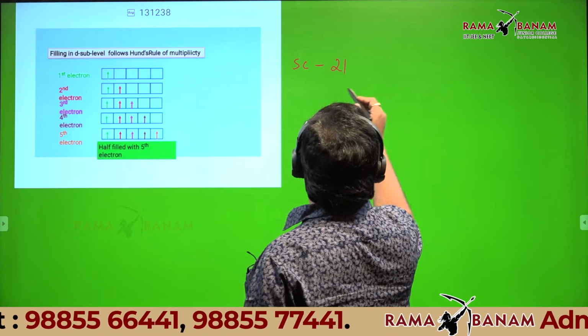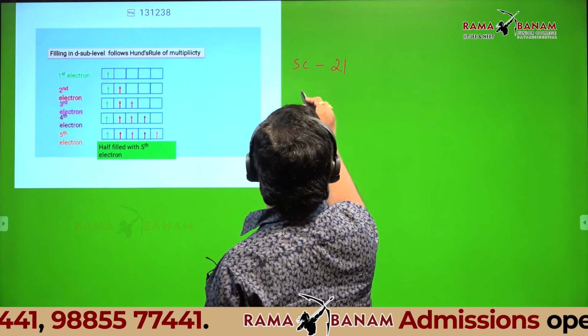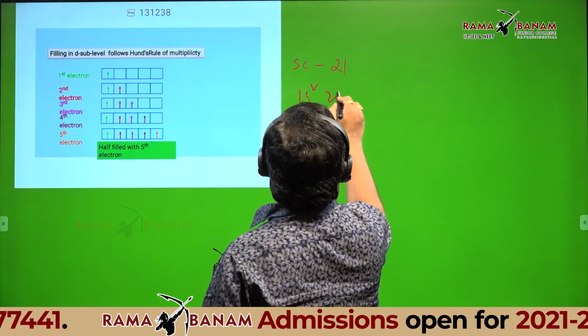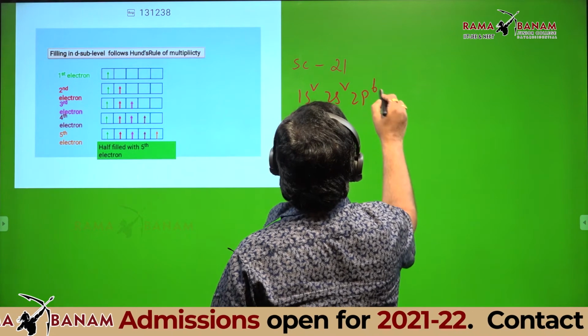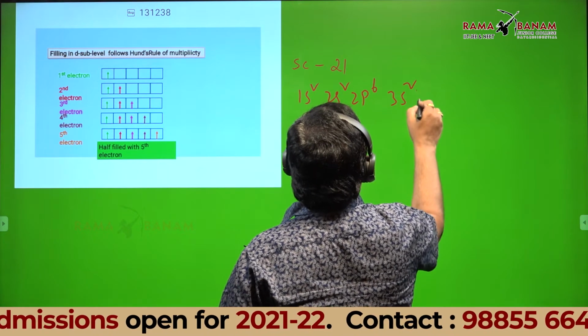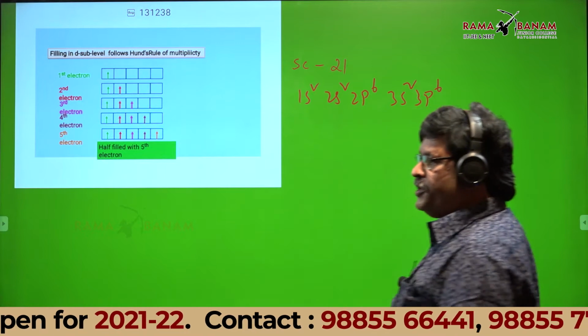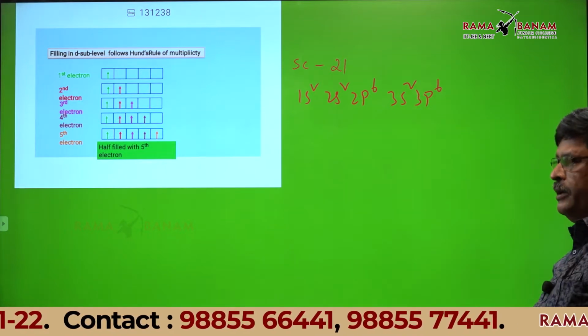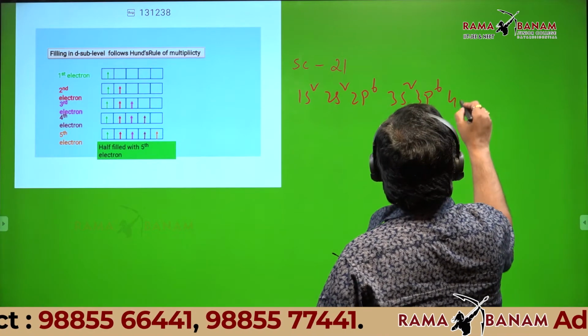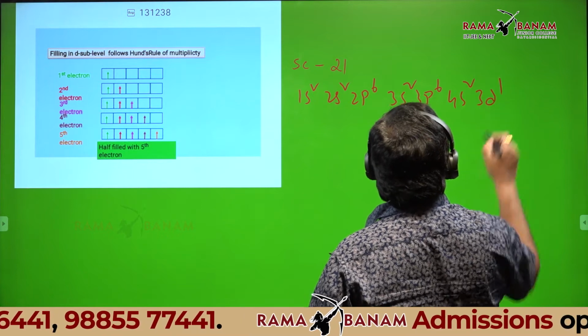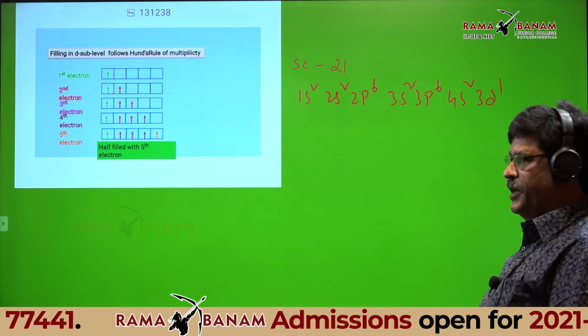First I'll write that configuration on the board. You check: 1s2, 2s2 2p6, 3s2 3p6, 4s2 3d1. Is it okay?